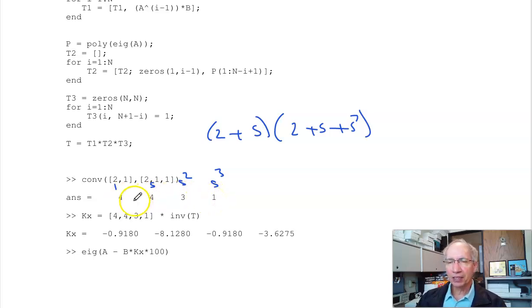The feedback gain, these are the gains in controller canonical form. And my state variable form is just the gains times the similarity transform. So there's kx.